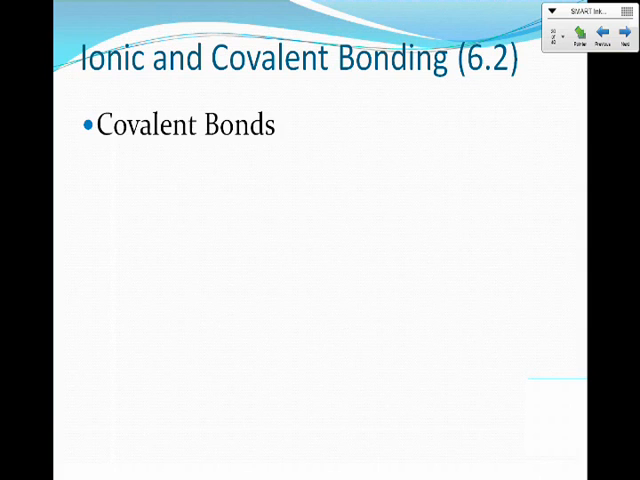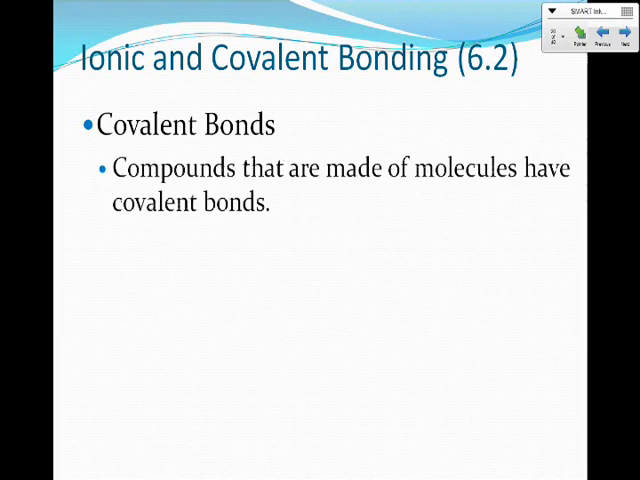Now let's go ahead and talk about covalent bonds. You can skip your practice right now because we're going to practice once we get to class. So let's go ahead and move down to covalent bonds. Now these are compounds that are made of molecules. Compounds that are made of molecules have covalent bonds. So whenever you have a covalently bonded compound, it's going to have a molecular structure because it's made up of molecules.